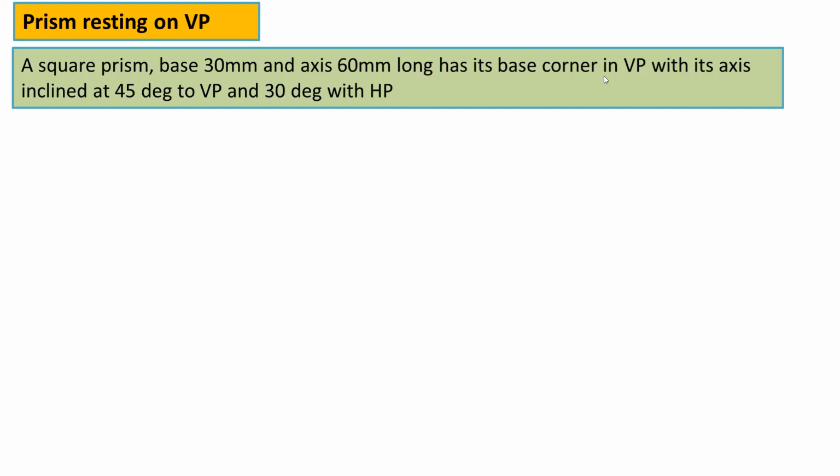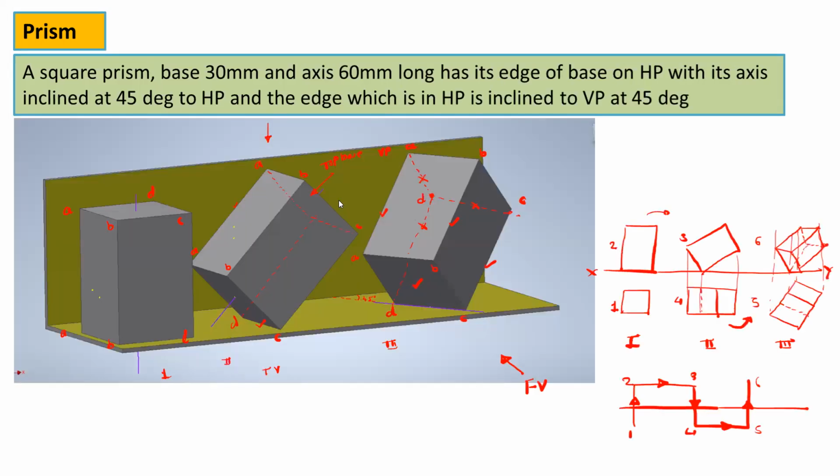Okay, that means the axis is inclined with the VP by 45 degrees and the axis is inclined at 30 degrees with the horizontal plane. But in the case of the previous problem, the one inclination that was given was for the axis, and the second inclination, with the vertical plane, was for the base edge. So you can observe here, this is the first problem.